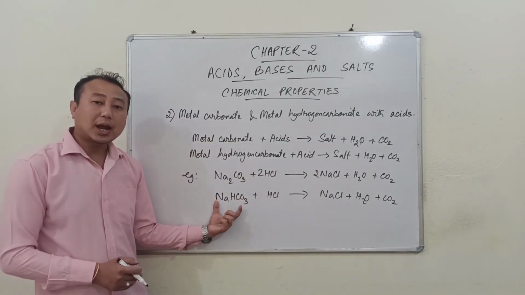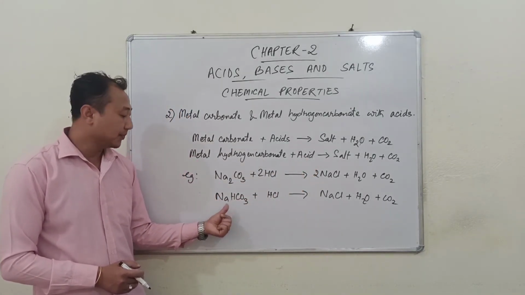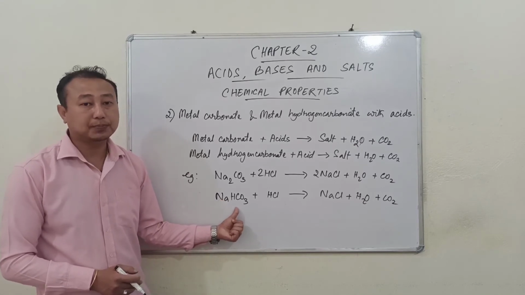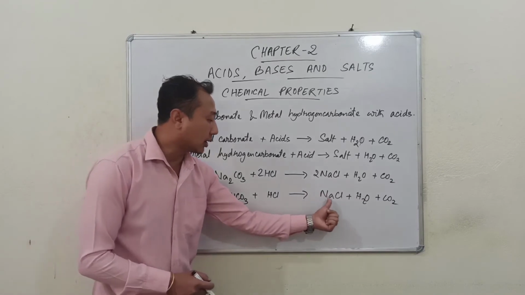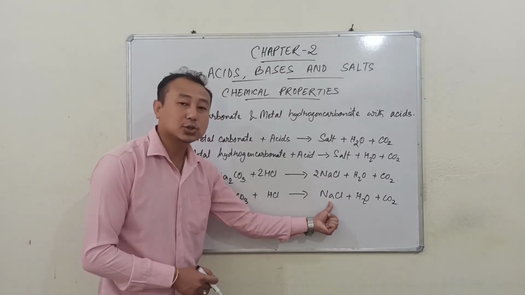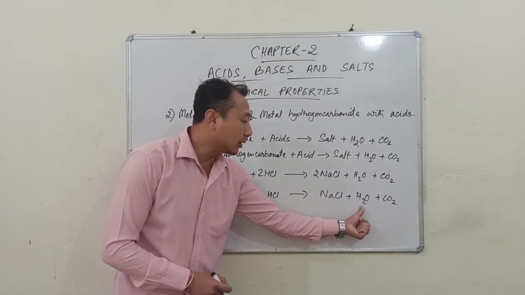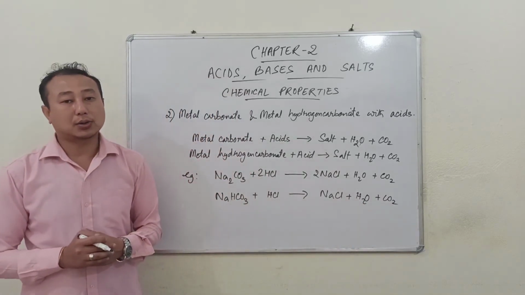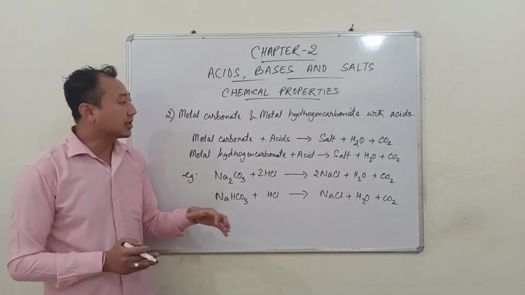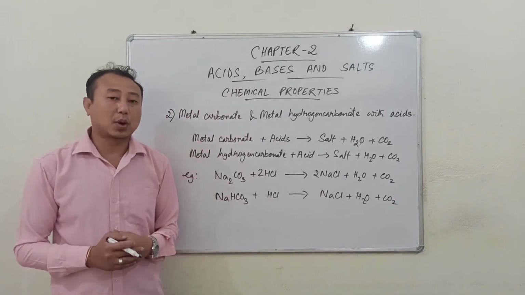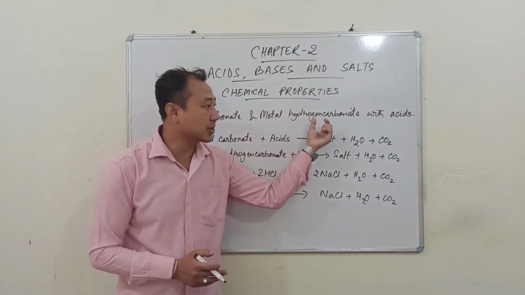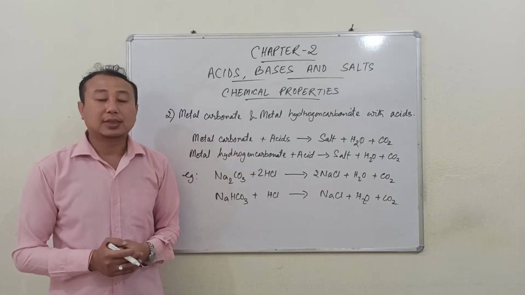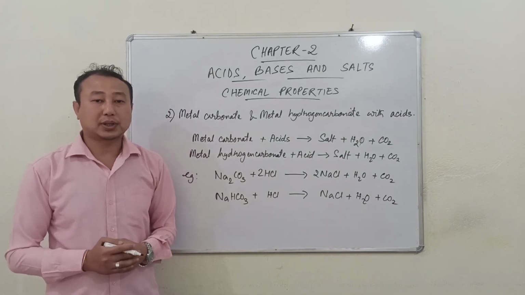Here, the metal hydrogen carbonate that I have taken is sodium hydrogen carbonate. It is reacted with hydrochloric acid. During this reaction, there is a formation of a salt, that is sodium chloride. Along with that, water and carbon dioxide are also produced. So this is about the second chemical property, that is the reaction of metal hydrogen carbonate with acid. Now let us come to the next property.